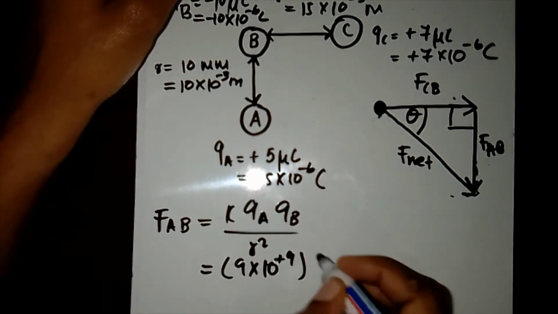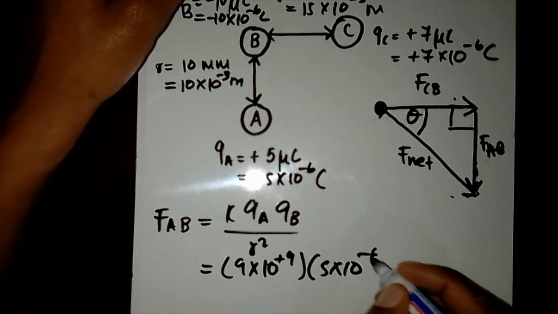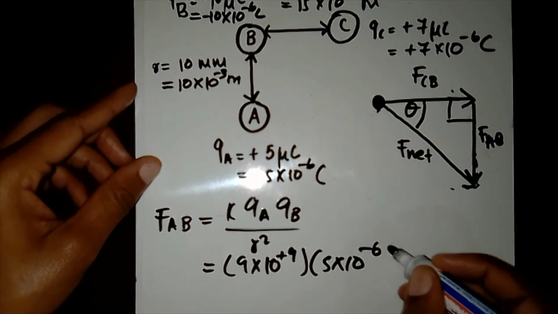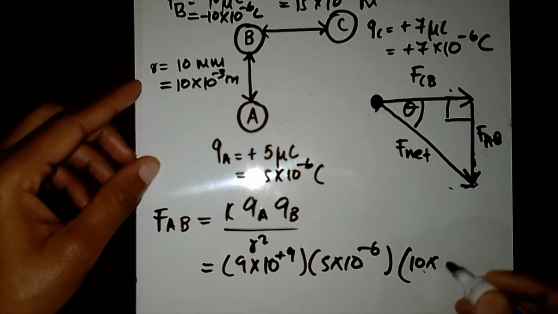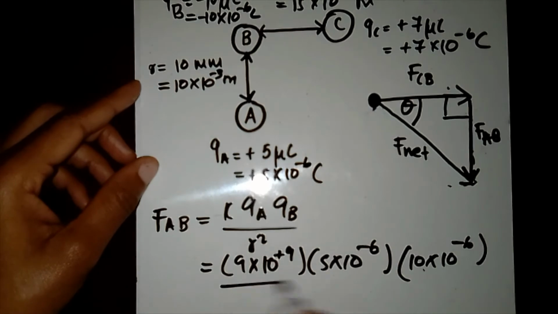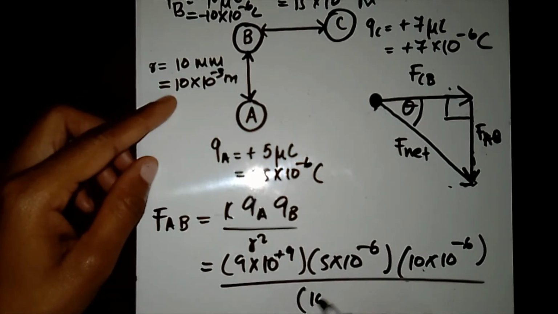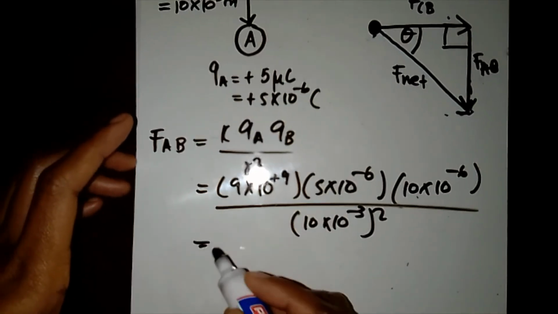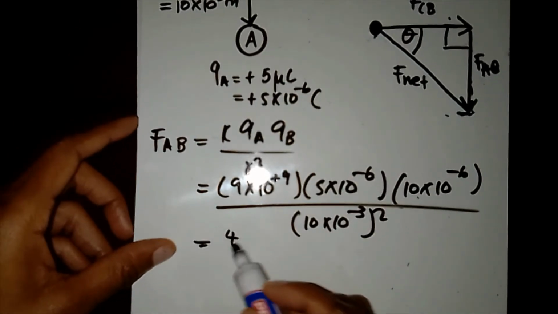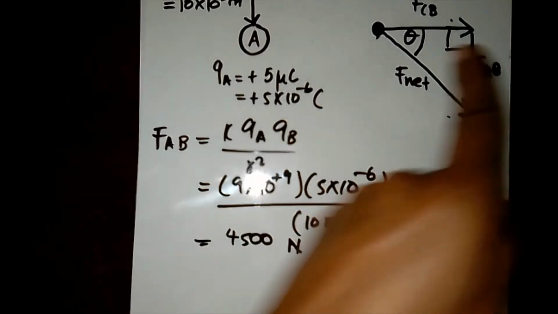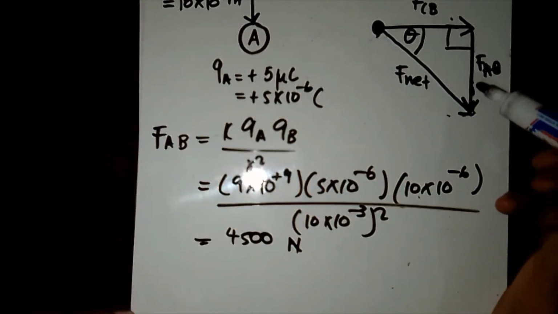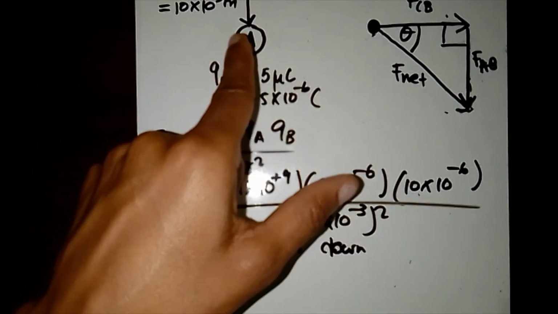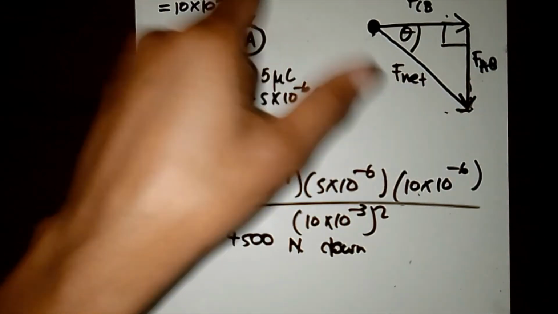Positive 9.5 multiplied by 10 to the power of minus 6, and then 6 multiplied by 10 to the power of minus 6, all of it divided by the distance between them, which is 10 multiplied by 10 to the power of minus 3, squared. So you put this in your own calculator, and you should also come to a value of 4,500 newtons. And we know that FA is acting downwards, so we would say down, because A attracts B, right? And C also attracts B.